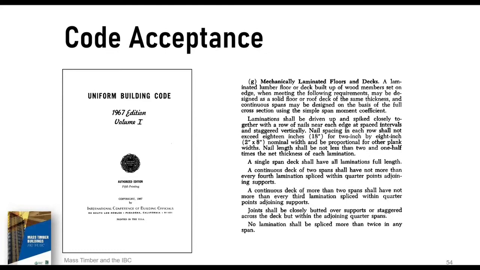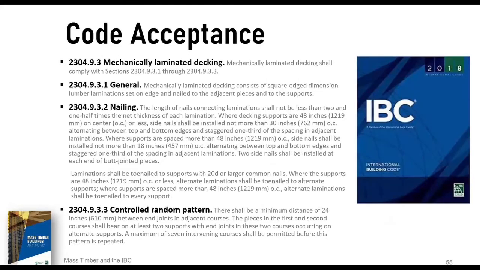And when you look forward in time, you compare that information to the information that's currently in the code. It speaks to how similar they are. This is the section in the 2018 IBC that speaks to the detailed layup and connection provisions on how to stitch the NLT together so as to work as a single member. Remember, NLT must have a wood structural panel installed on top to achieve diaphragm performance.